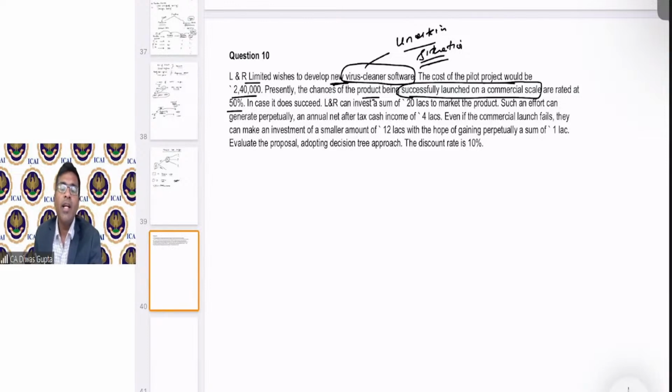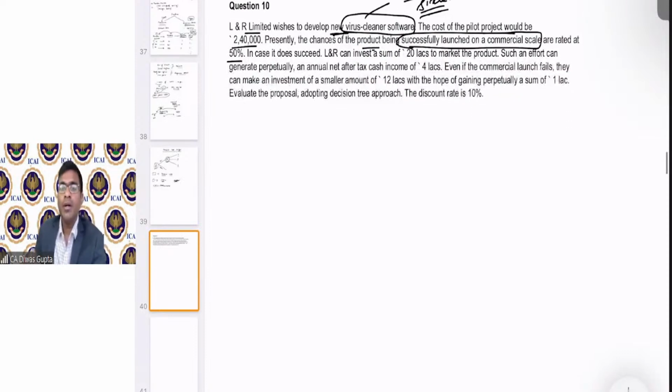They are saying if, let's say, the pilot is successful, then we will launch it on a commercial scale. But the chance of the pilot being successful is only 50%. Because once the pilot is successful, the next step is to launch it on a commercial scale. Once it is launched on the commercial scale, then only other benefits will come. And the probability of launching it on a commercial scale is 50%. That means the chance of the pilot being successful is also 50%.